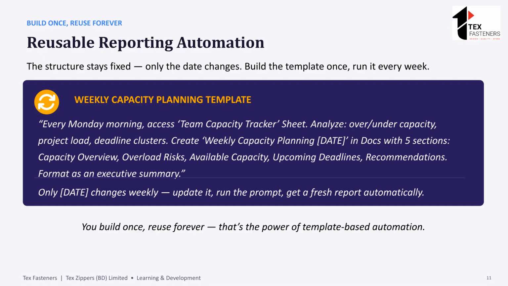One of the biggest advantages of automation is reusability. The structure of a recurring report usually stays the same. What changes is the date and the latest data. For example, you can create a weekly capacity planning prompt that accesses the team capacity tracker, analyzes capacity, project load, and deadline clusters, and creates a structured report in Docs. Each week, only the date needs to change. Run the same prompt again, and you get a fresh report. Build once, reuse forever. That's the power of template-based automation.